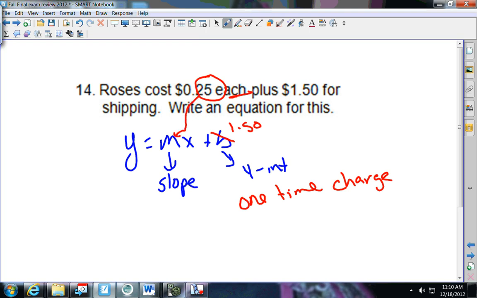So my equation becomes y equals 0.25x plus $1.50. That's your equation.